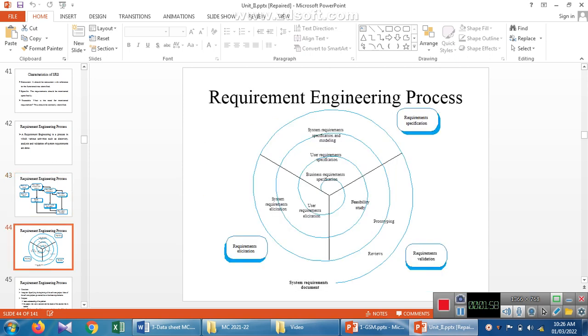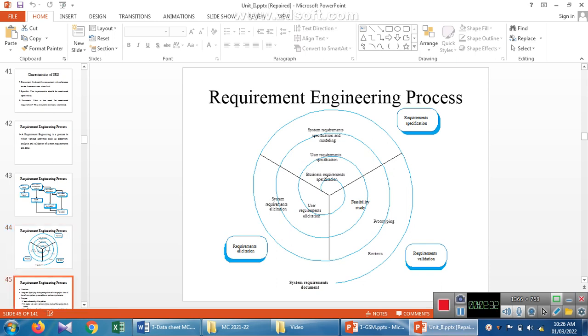Next, we are giving a spiral representation of the requirement engineering process. In each phase, we start with the feasibility study, then user requirement elicitation, and then requirement identification. After identification, we do requirement elicitation and then modeling. In this modeling, we are representing the prototyping concept. After converting to the prototyping model, we can provide reviews to the user, or to the organization, on how the product will be developed.